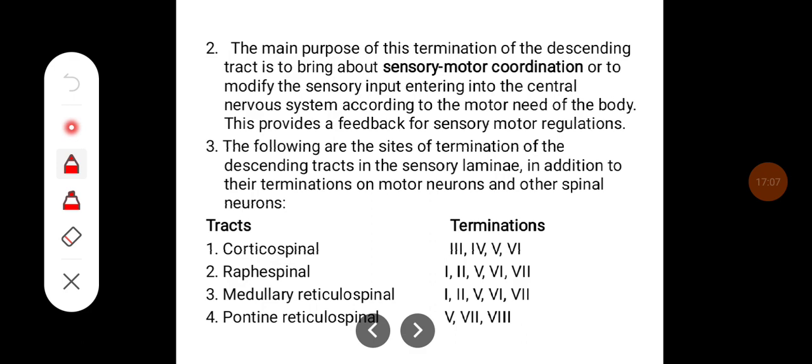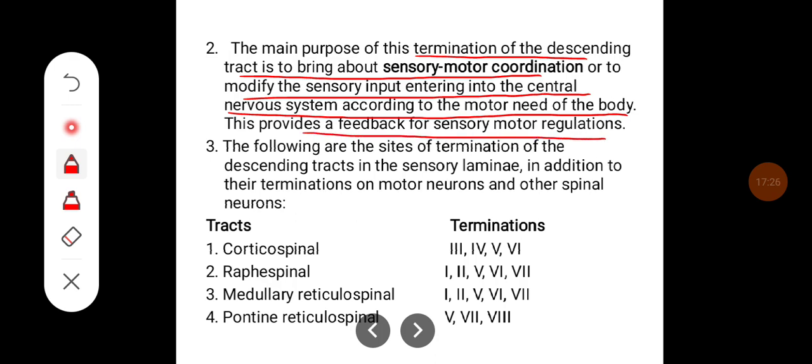The main purpose of this termination of the descending tracts is to bring about sensory motor coordination, or to modify the sensory input entering the central nervous system according to the motor need of the body. So this provides a feedback for sensory motor regulation. The following are the sites of termination of the descending tracts in the sensory laminae, in addition to their termination on motor neurons and other spinal neurons.